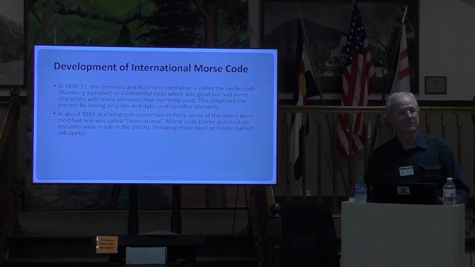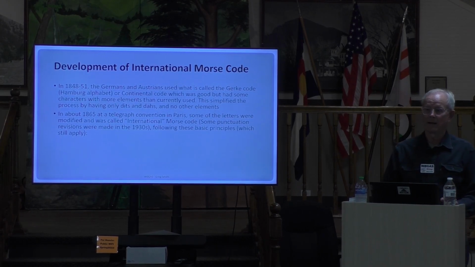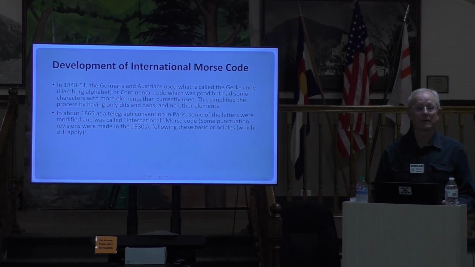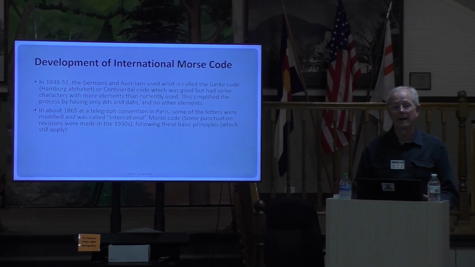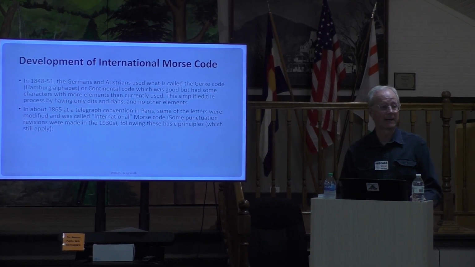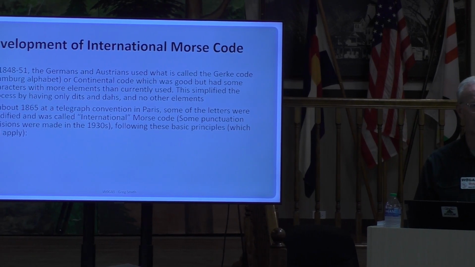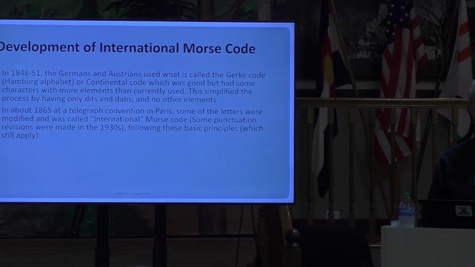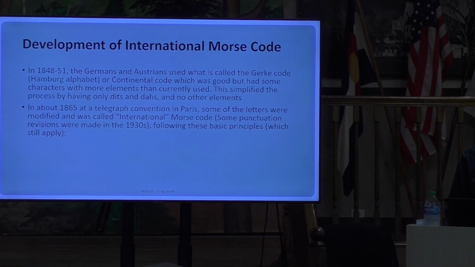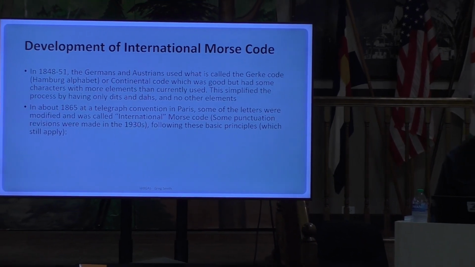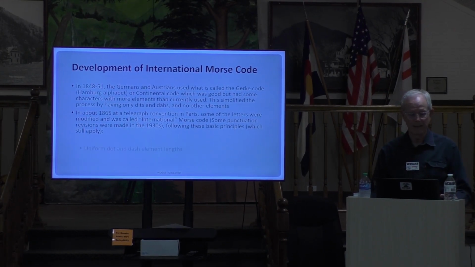So in the 1840s, after the original American Morse code was created, there were a couple of people in Europe, Gerke is one of them, and they created Continental Morse code. And it was a much cleaner system than what American Morse code used. And with limited variations, it was modified slightly, and we ended up with what is now known as International Morse code.